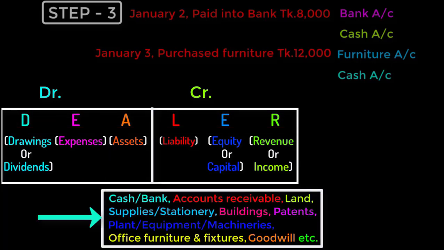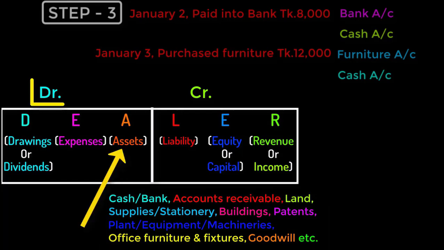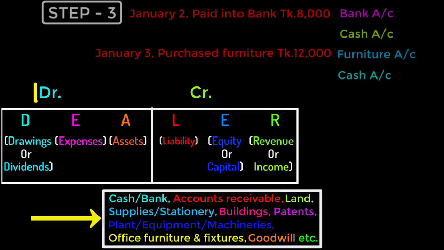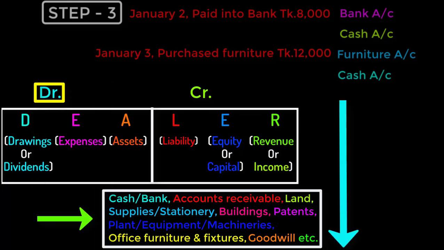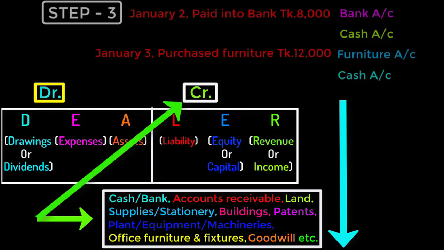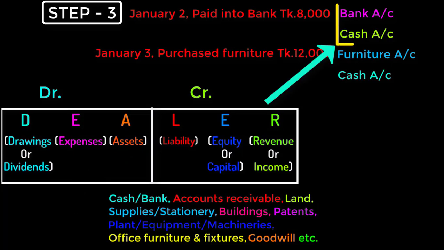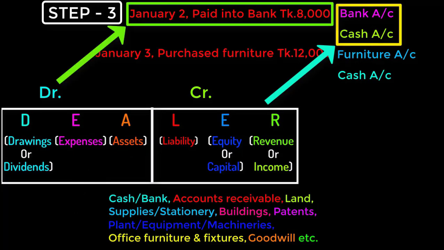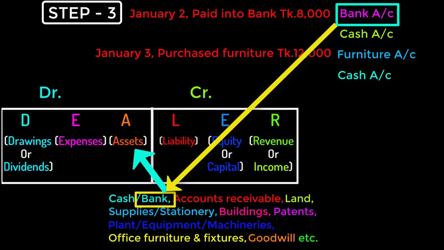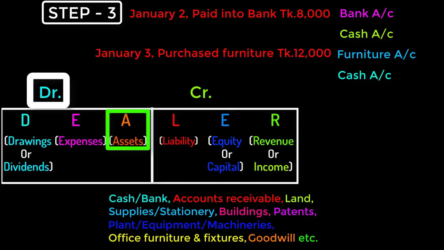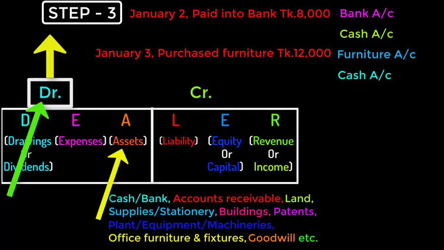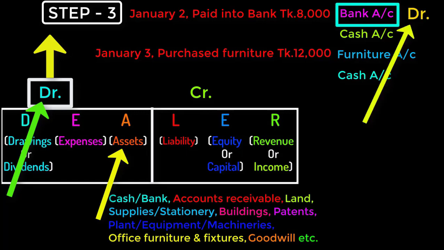All of these accounts belong to asset. Asset is debit. So all of these accounts will be debit. If these accounts increase, they will remain debit. And if they decrease, they will turn into credit. Now I want you to focus on these two accounts of this transaction. See, bank account is an asset, and for paying cash into the bank, asset is increasing here. Asset is a debit item. Asset is increasing means debit is increasing. If debit increases, it will remain debit. That means bank account will be debit here.